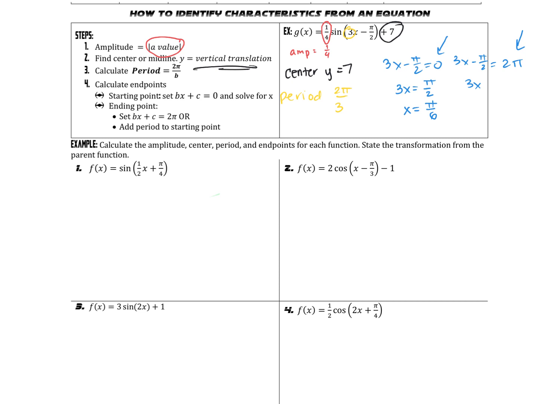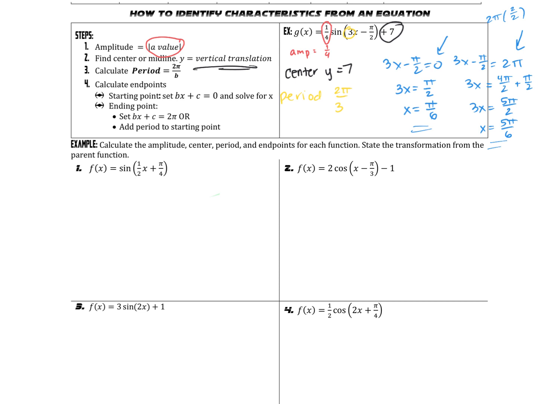This is going to give me 3x equals, instead of writing 2 pi, I'm going to multiply 2 pi by 2 over 2 so I can have a common denominator. So that's going to be 4 pi over 2 plus the pi over 2 that I'm adding to both sides. So 3x equals 5 pi over 2. So x is going to equal 5 pi over 6. So the endpoints are going to be pi over 6 and 5 pi over 6.